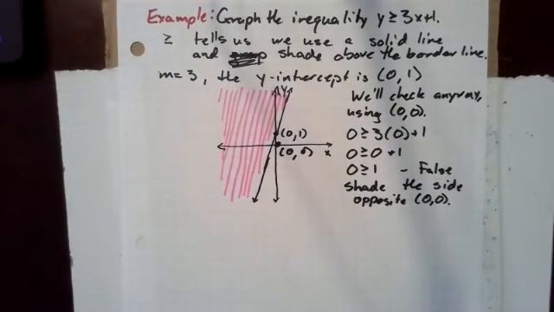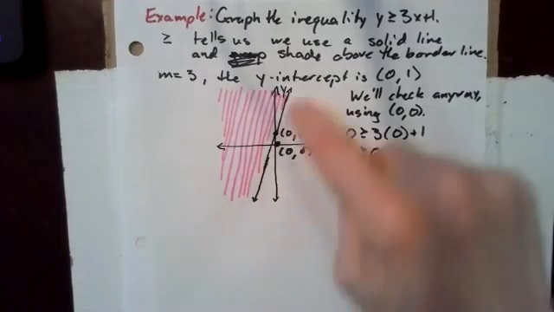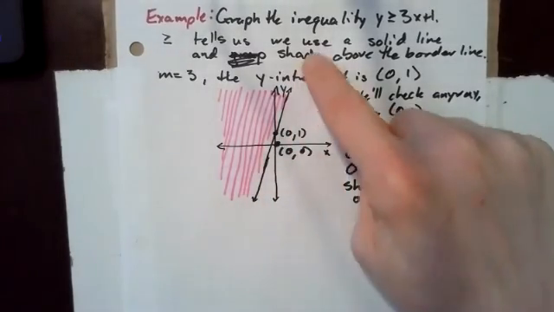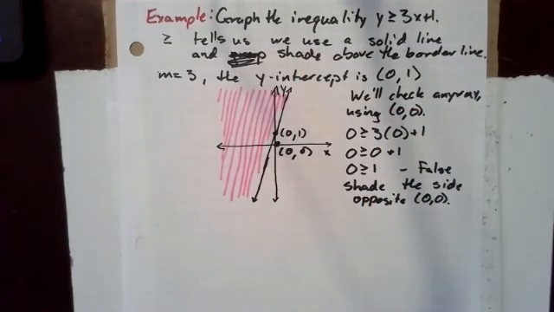So in this example, we will graph the inequality y is greater than or equal to 3x plus 1. Since it's greater than or equal to, it tells us we should use a solid line and shade above the border line. m is 3 and the y-intercept is (0, 1), so we graph our solid line here. And we're going to check a point anyway, just to show that this still works.